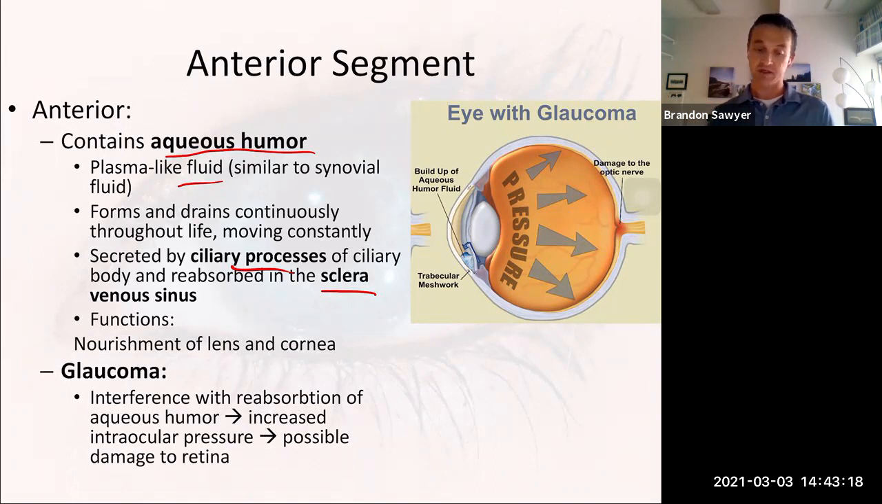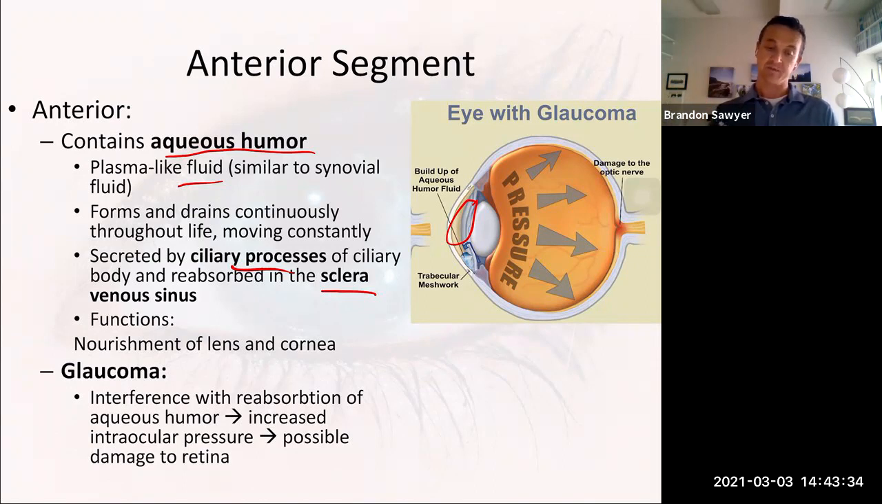But what can happen with glaucoma is you build up too much pressure in the anterior chamber of the eye. Okay, there's either a blockage with the drainage system of the aqueous humor, or you're just producing too much aqueous humor.